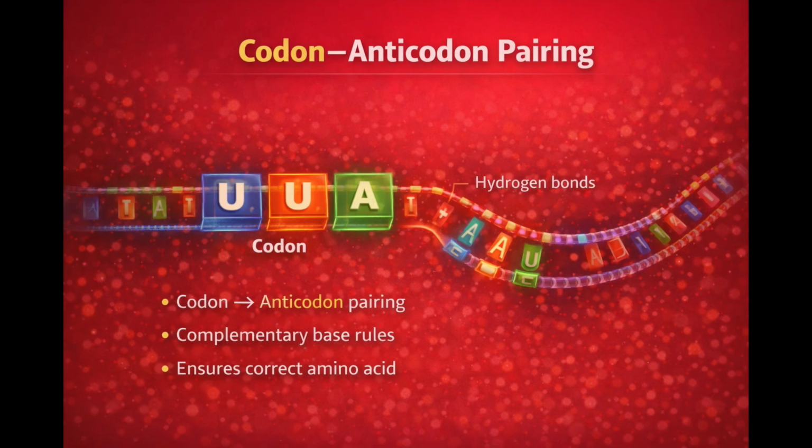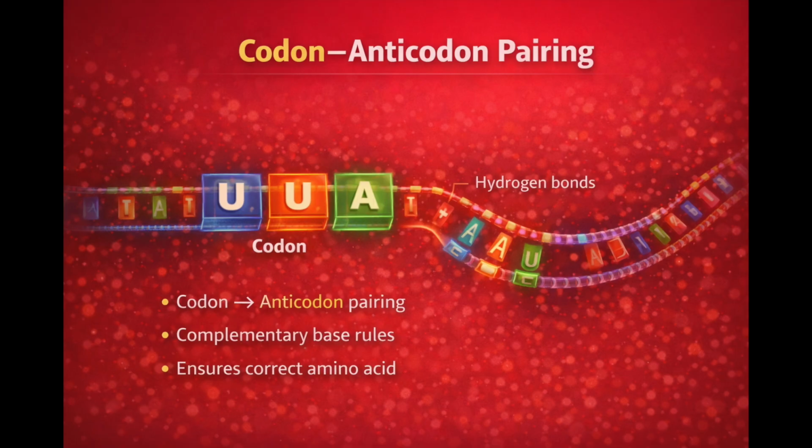Now we see the moment of translation itself. Here, an mRNA codon aligns with a complementary tRNA anticodon. Notice the hydrogen bonds forming between the 2 bases. These are weak individually, but collectively they create strong specificity. Base pairing rules apply here. A pairs with U, G pairs with C. If the bases don't match, the tRNA simply won't stay bound long enough for translation to proceed.